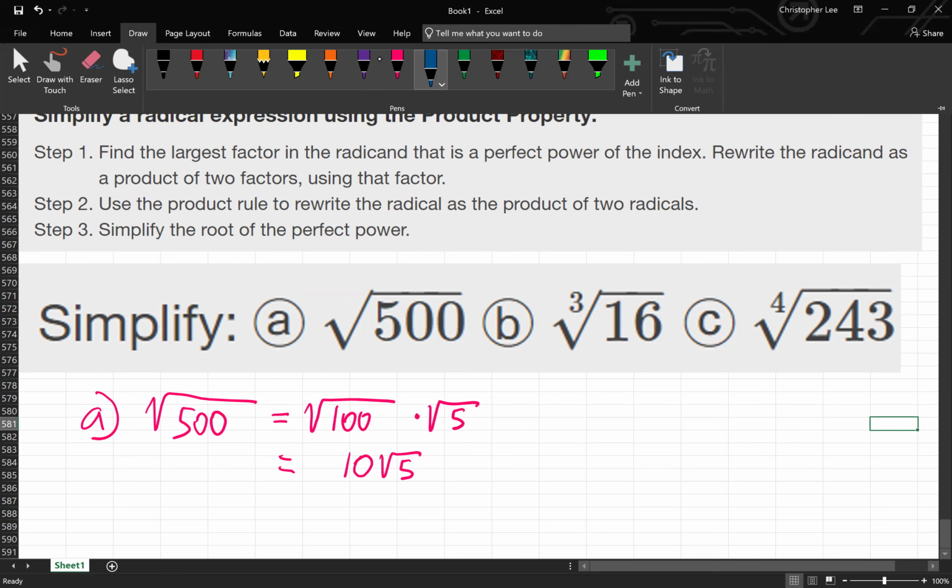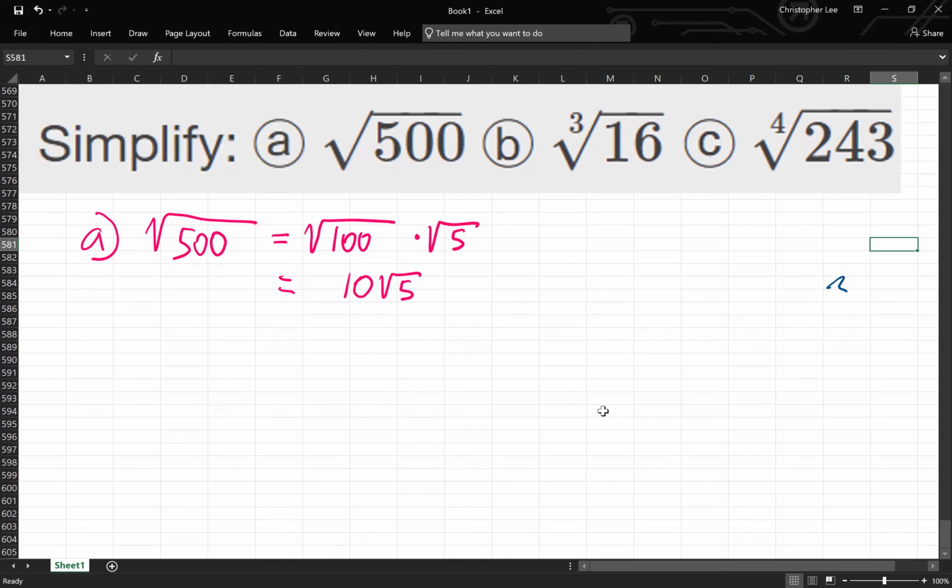Let's say, for number 3, for example, I don't know what the perfect cube that goes into 16 is. It's 8, but I don't know what it is. What you can do is take the radicand and break it down into its prime factors. I'm showing you guys a different way now. 16 gets broken down into 8 times 2, 2 is prime. And you can break down 8 into 4 times 2, 2 is prime. And then break down the 4 into 2 times 2, where 2 is prime.